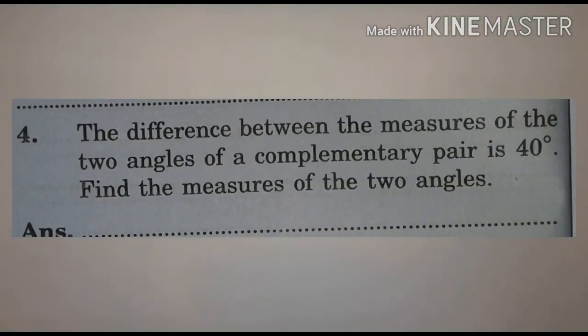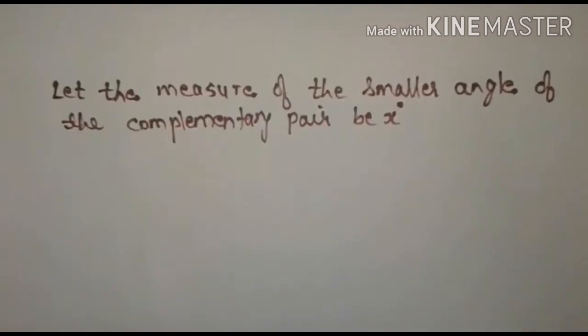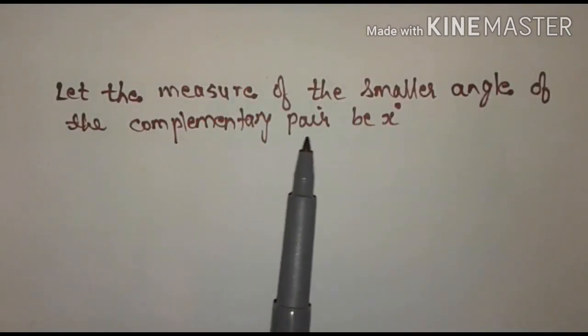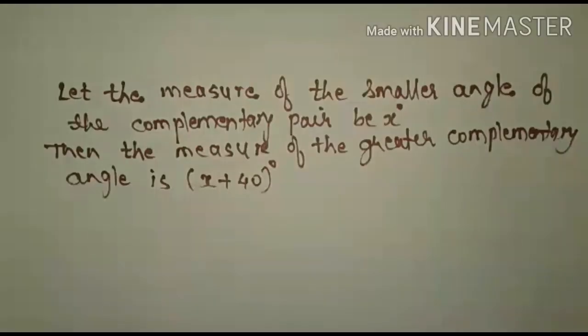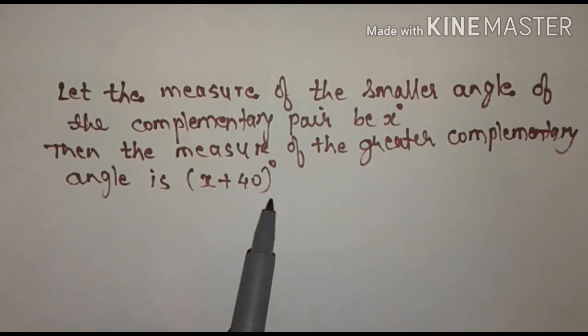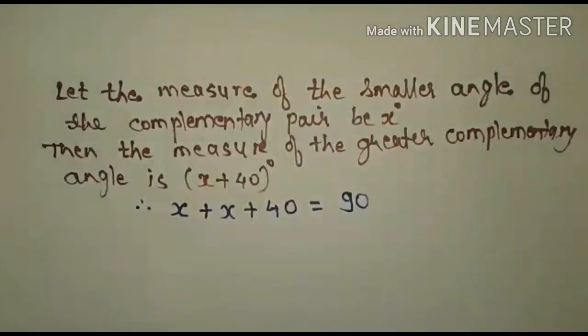The difference between the measures of two angles of a complementary pair is 40 degree. Find the measures of the two angles. Let the measure of the smaller angle of the complementary pair be x degree. Then the measure of the greater complementary angle is x plus 40 degree. Now one is x degree, another is x plus 40 degree.